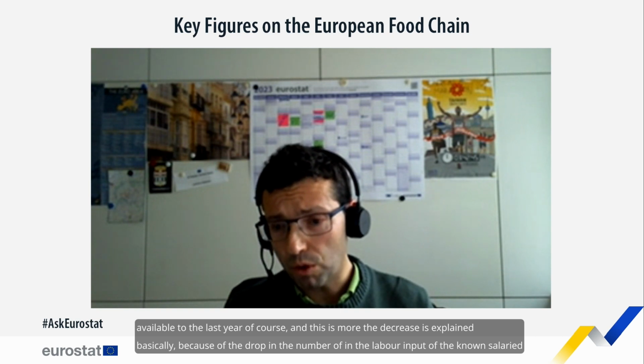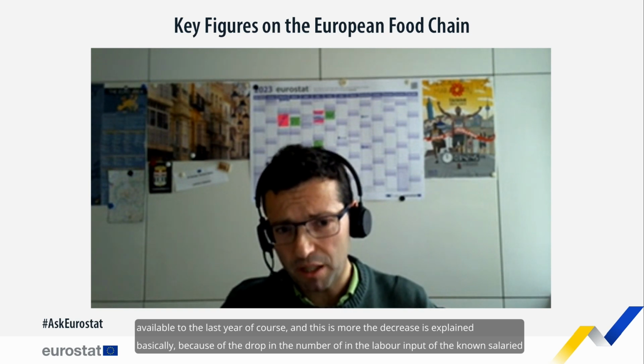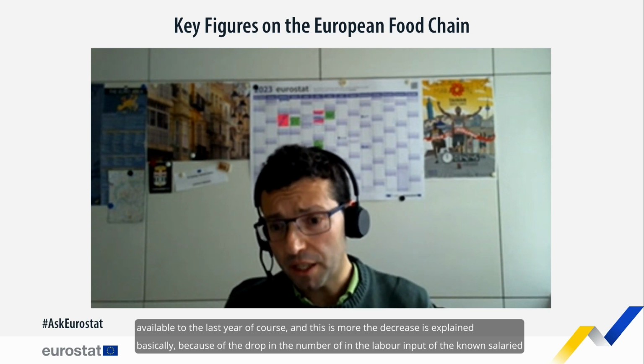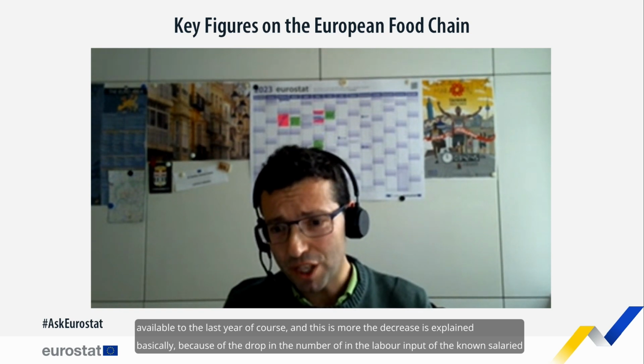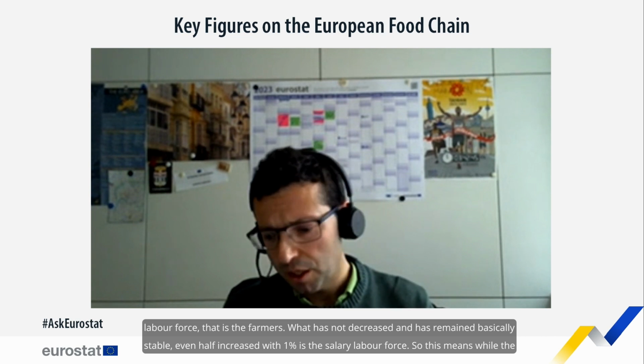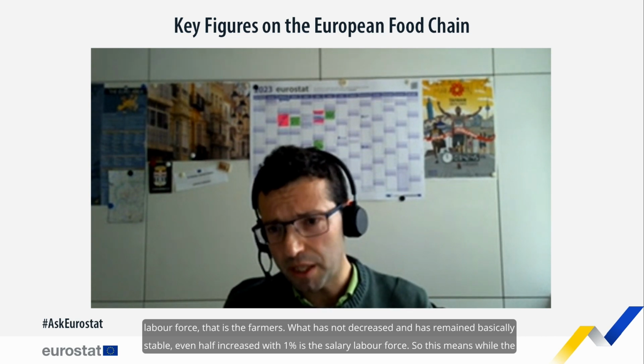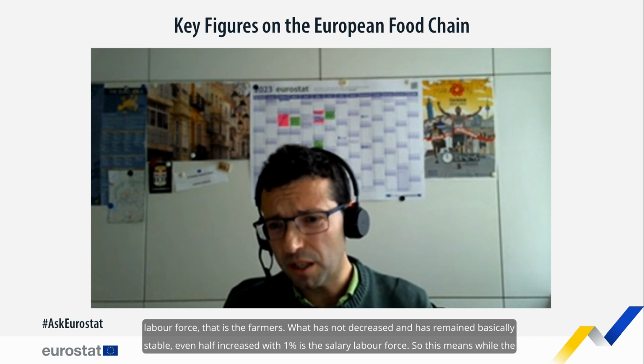And this decrease is explained basically because of the drop in the labor input of the non-salaried labor force, that is the farmers. What has not decreased and has remained basically stable, even increased by 1%, is the salaried labor force. So this means while the number of farms have decreased, the total labor input has remained stable. This explains what Elena and Edward were pointing out before of this farm concentration process that we have been experiencing in the last years.